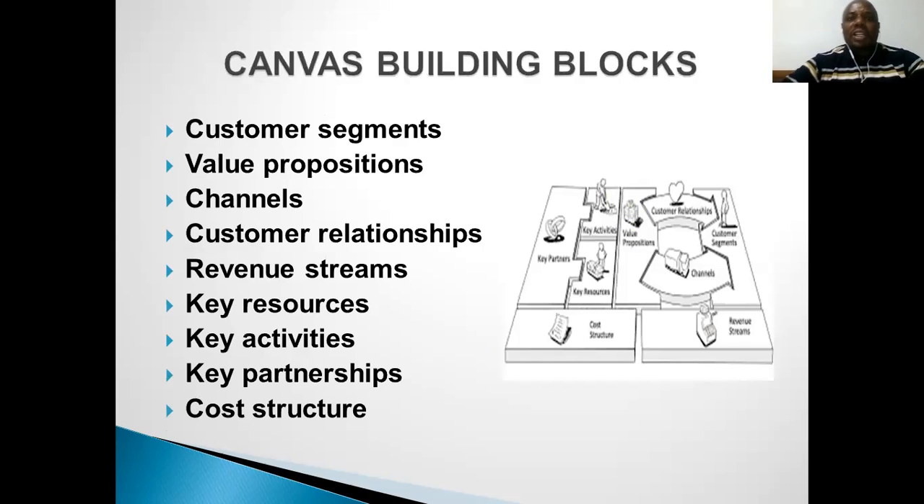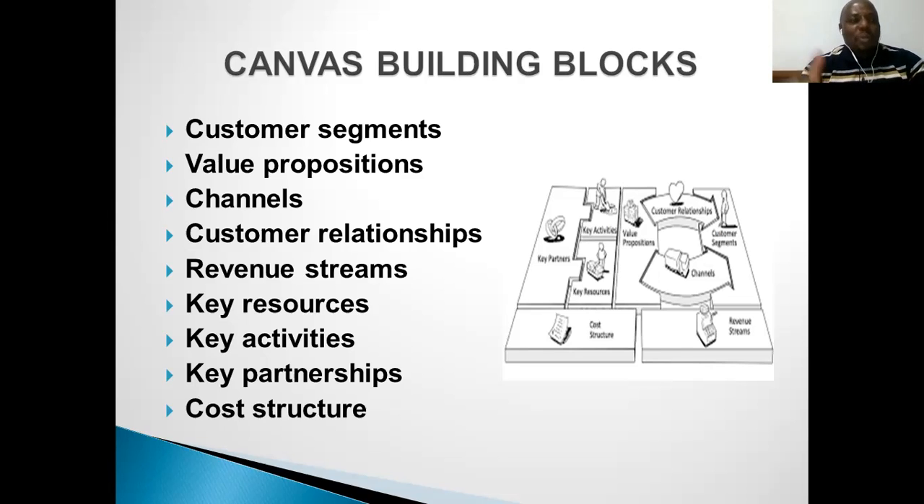Let's go to the canvas building blocks. They are 9. As you have seen there, the left-hand side blocks represent the revenue resources. The right-hand side blocks represent the expenditures in the business. Once you have got this, there are questions you need to answer.